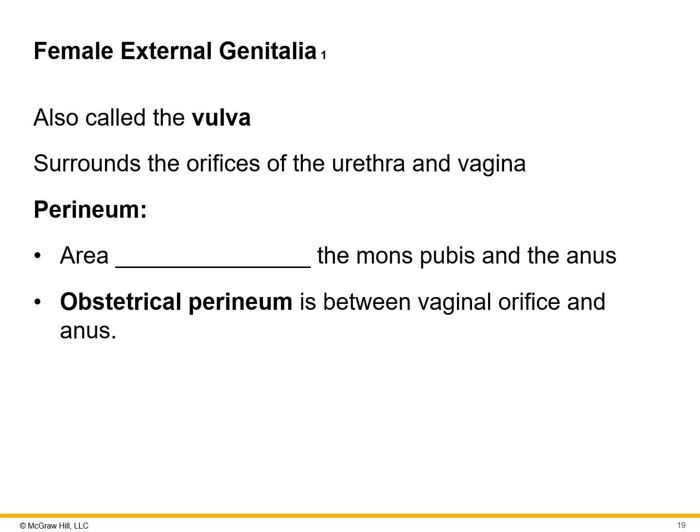Obstetrics is just talking about the birthing of a baby. It's that practice of medicine that births babies. So that is talking about that area between the vagina and the anus. Why it's called the obstetrical perineum is that this is the tissue that is often torn during childbirth. So that's the area that they are most concerned about, because that's the area that is most often torn.